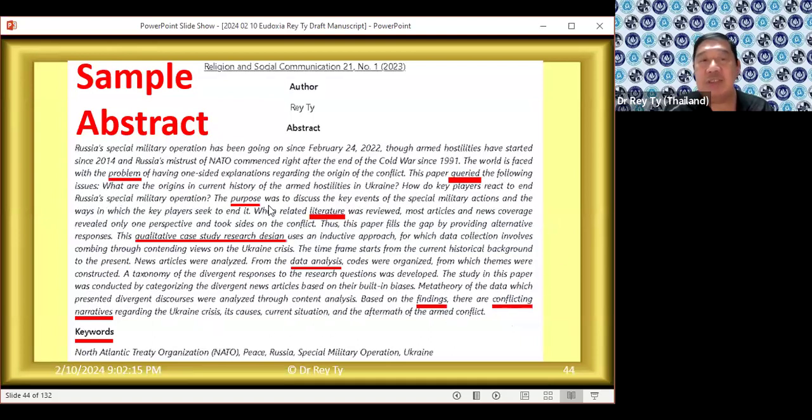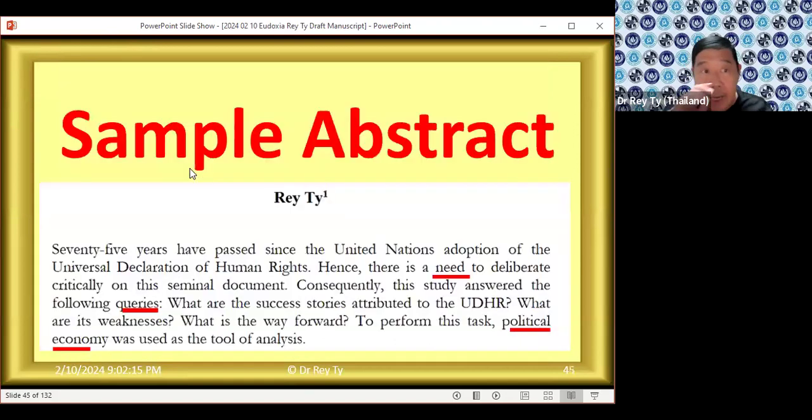Problem, questions, purpose, literature, methodology, data analysis, findings, and conclusion. So that's one example. Another example, this is a chapter in a book published in New York, December 2023, a couple of months ago. So the abstract is very short. That's the required. There's a need. Remember I said problem or gap or need.